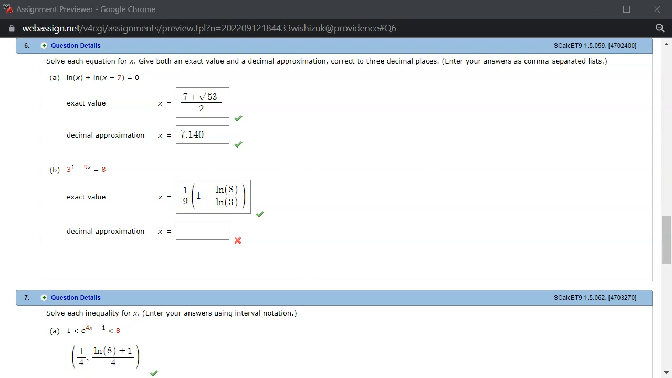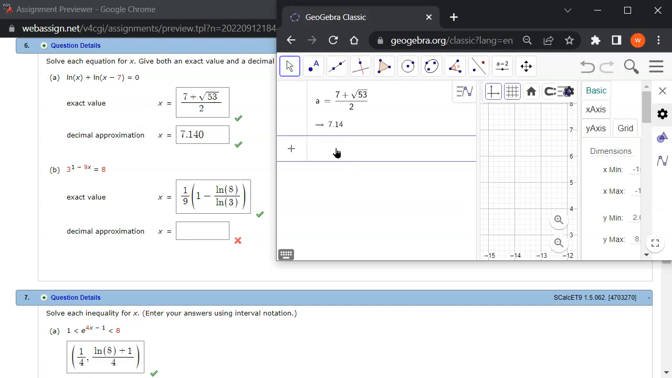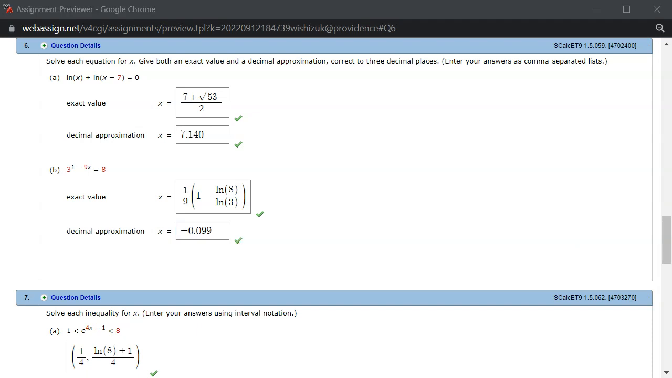After that, all you have to do is get the decimal value, so you have 1 over 9 and then 1 minus the natural log of 8 over the natural log of 3. And we got negative 0.099. Let's check the answer. I came back and looks like we got this one correctly.